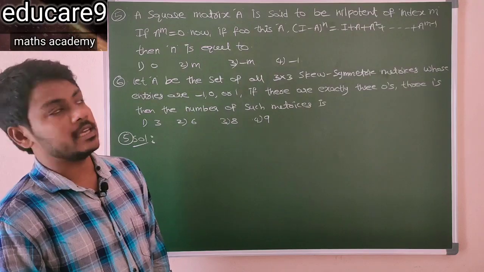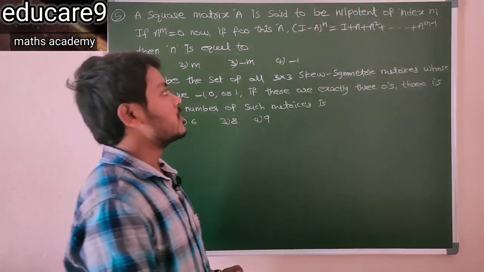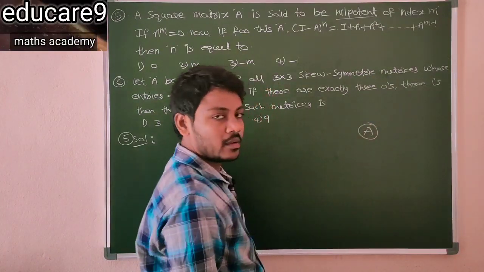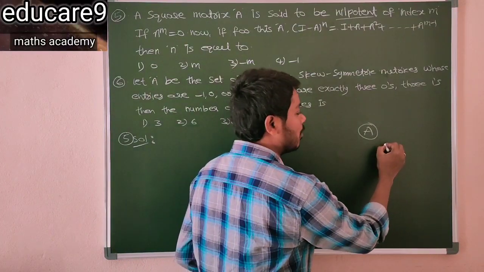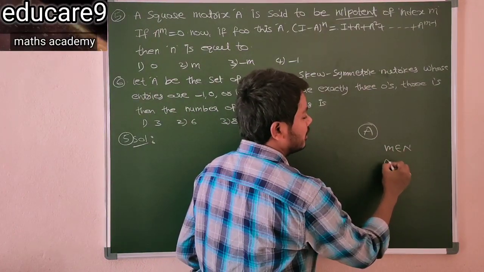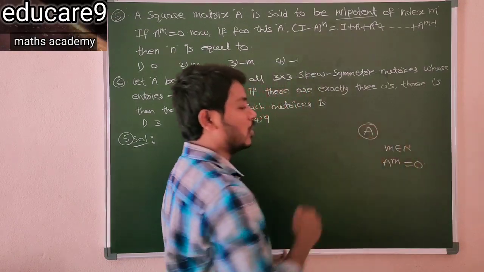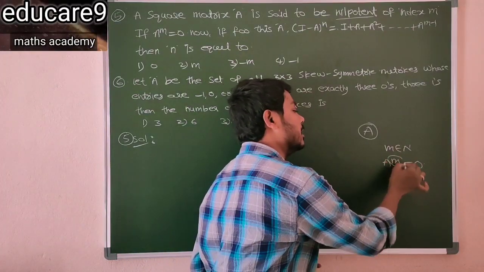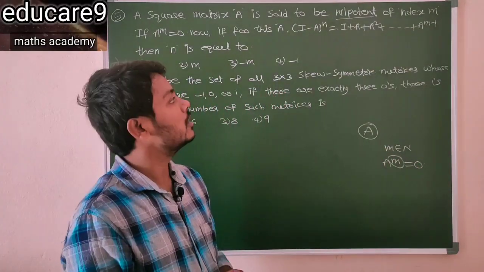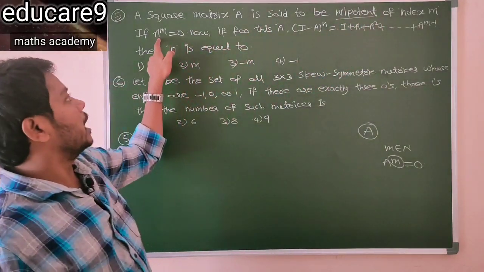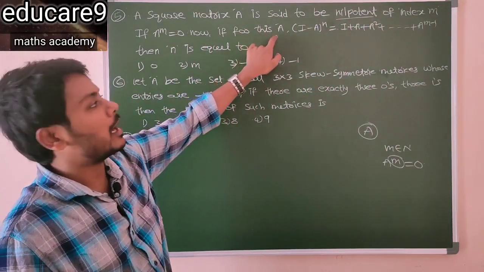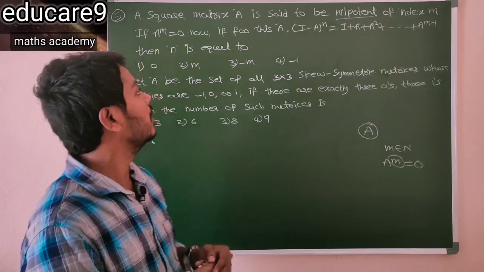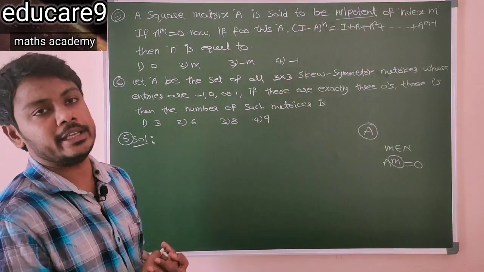So see the next one. A square matrix A is said to be nilpotent. So here nilpotent means, for example, A is any square matrix, and there exists some m belonging to N such that A power m is equal to 0. Then only A is said to be nilpotent of index m. So that is the definition of nilpotent. See here, given of index m, A power m is 0. If for this A, (I minus A) whole power n is I plus A square and so on up to A power m minus 1, then you want to find the n value.